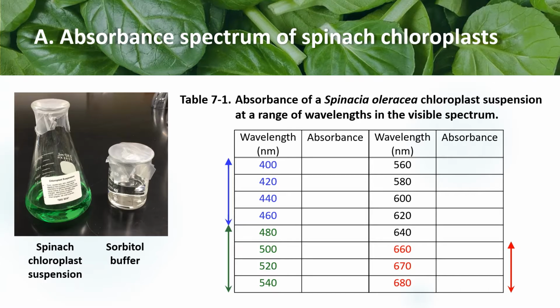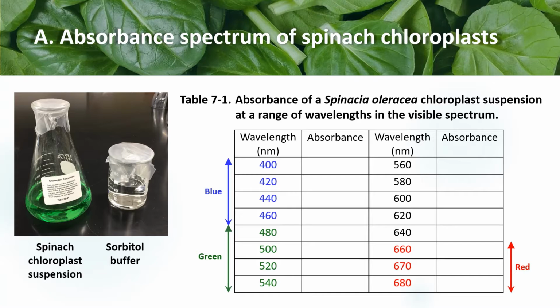Starting at 400 nanometers, we're going to increase by 20 nanometers each time, and we're going to cover the blue range of the spectrum. Then we're going to cover the green range of the spectrum, from 480 to 540 nanometers. And eventually we'll make it all the way up to the red part of the spectrum, which goes from about 660 to 680 nanometers. So that is part A.